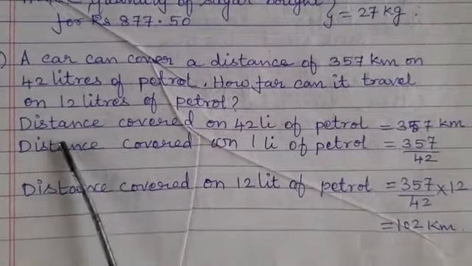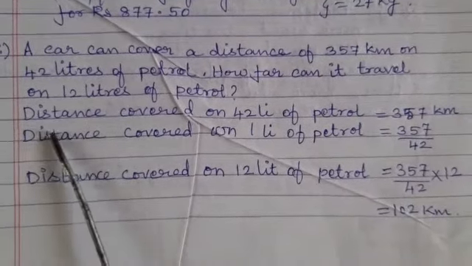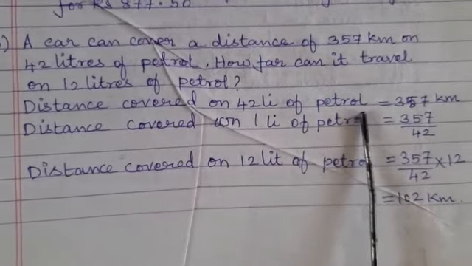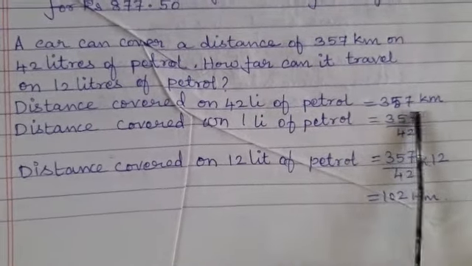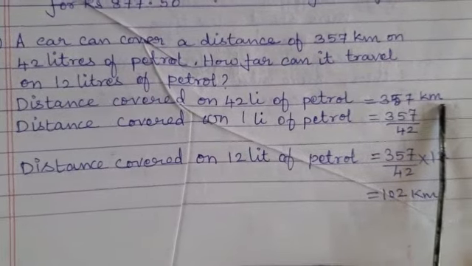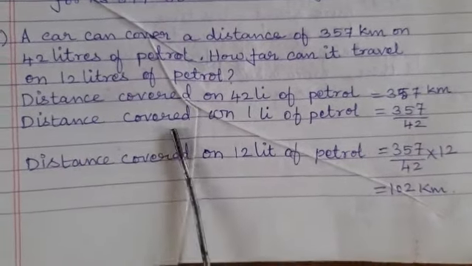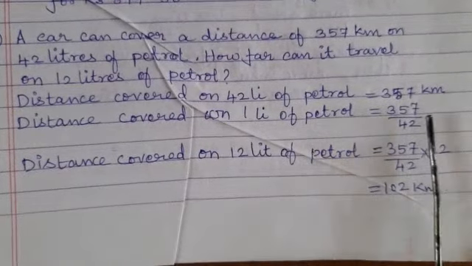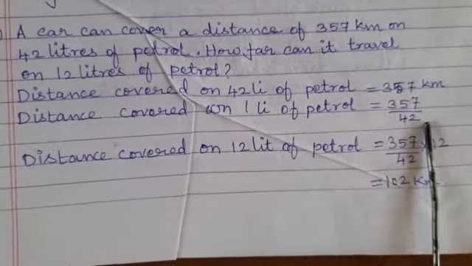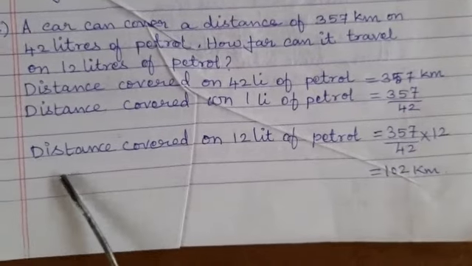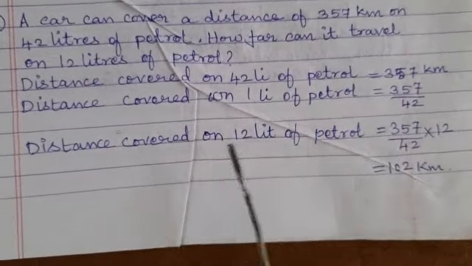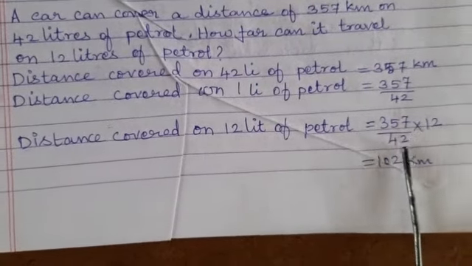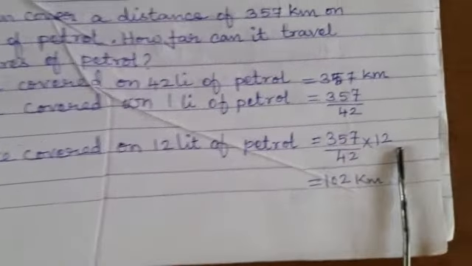So we have to start the statements from distance. Distance covered on 42 liters of petrol is equal to 357 kilometer. Unit is important. Distance covered on 1 liter of petrol is equal to 357 divided by 42. Therefore, the distance covered on 12 liters of petrol is equal to 357 by 42 multiplied by 12.